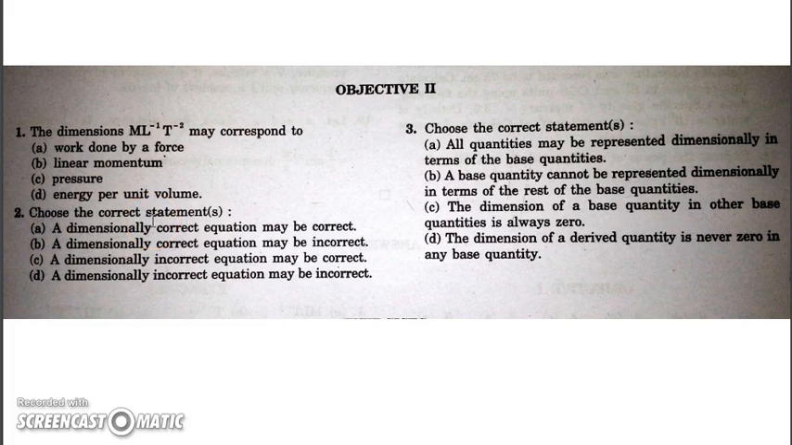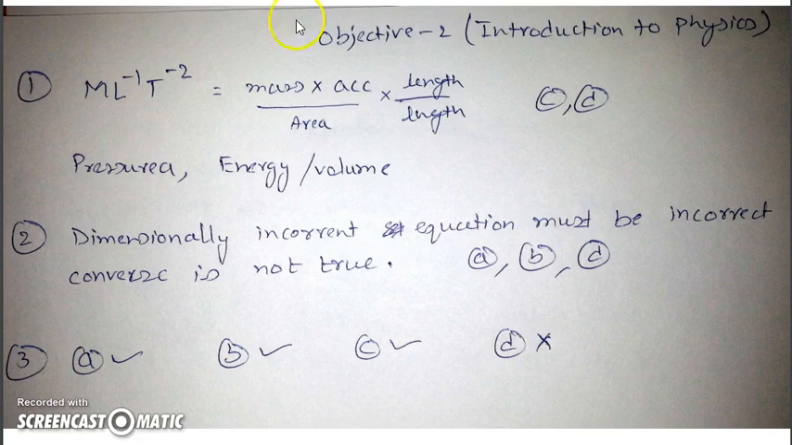Now we will discuss objective 2 from the same chapter. Let's start with the first question. The dimension of M L minus 1 T to the power minus 2 may correspond to. Okay, so this value M L minus 1 T minus 2 can be expressed as this.